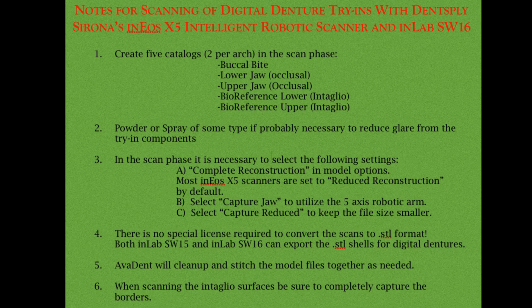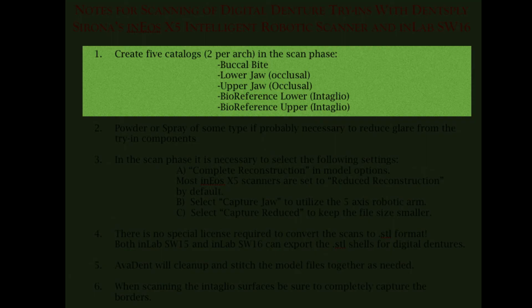Let's review the notes for scanning of digital denture try-ins. 1. You need to create 5 catalogs in the scan phase. You need buccal bite, lower jaw, upper jaw, bioreference lower, and bioreference upper. It's important that you use bioreference in order to scan the intaglio. We don't want these files to try and stitch together. We want to have AvaDent do that for us.